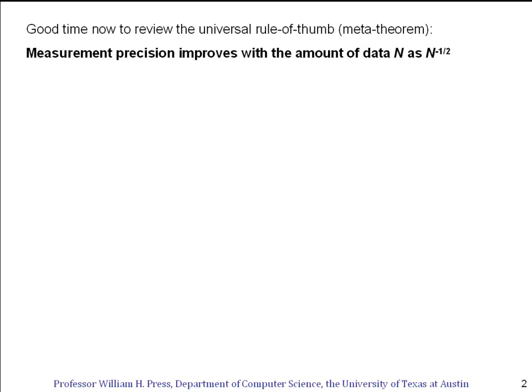This is a segment about goodness of fit, but it's also perhaps a good time to review what I call a universal rule of thumb, or a metatheorem. This is something that most physical scientists learn in their training, and it's the idea that measurement precision improves as you get more data, and it improves as 1 over the square root of the amount of data that you have. Here, measurement precision, as used by a physical scientist, means what we might be calling accuracy of a fitted parameter in chi-square fitting or weighted least squares fitting.